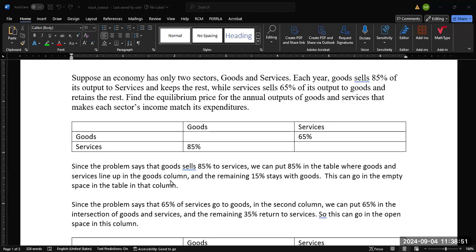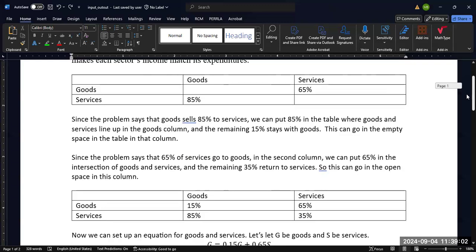Now, since the problem says that goods sells 85% to services, we know that the remaining 15% stays with goods. So we can fill that part of the table in because we know that everything that goods sells has to be 100%. It can't be more or less than that in order to account for everything in the system. And then we do the same thing for the services column. Since 65% is sold to goods, that means that it retains 35% of its own services to maintain those services. So we have 65 and 35.